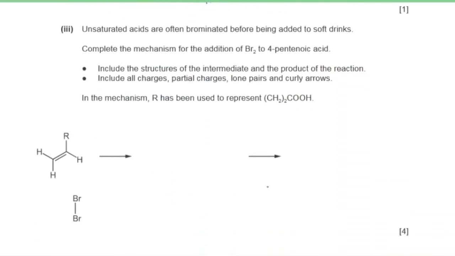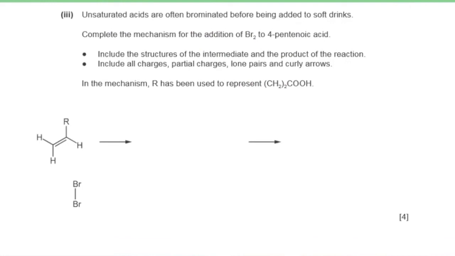Part 3, unsaturated acids are often brominated before being added to soft drinks. Complete the mechanism for the addition of bromine to 4-pentenoic acid. Include the structures of the intermediate and the product of the reaction, include all charges, partial charges, lone pairs, and curly arrows. In the mechanism, R has been used to represent CH2CH2COOH. Now, the carbon-to-carbon double bond is high in electron density, which will make this bromine atom partial positively charged, while the other one will have a partial negative charge.